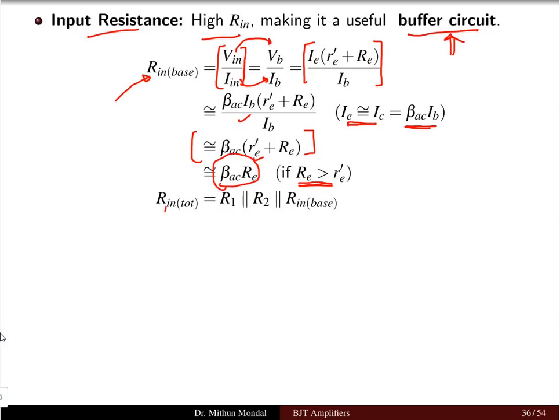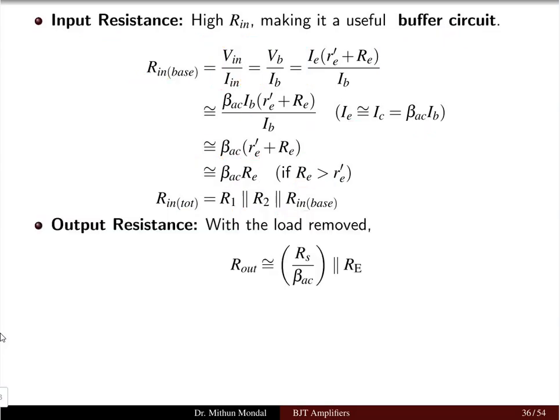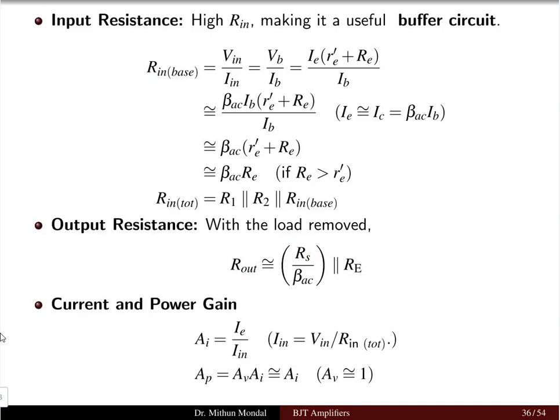So this is the input resistance at the base terminal, but when we need to find the total resistance, we have to take the voltage divider, which is R1 parallel to R2, and again this resistance of the base is also taken into account. So the equivalent resistance will be the parallel combination of these three resistors. If we remove the load, then we can calculate the output resistance as approximately the value of RS by beta in parallel with the emitter resistor. And current gain and power gain also we can calculate.